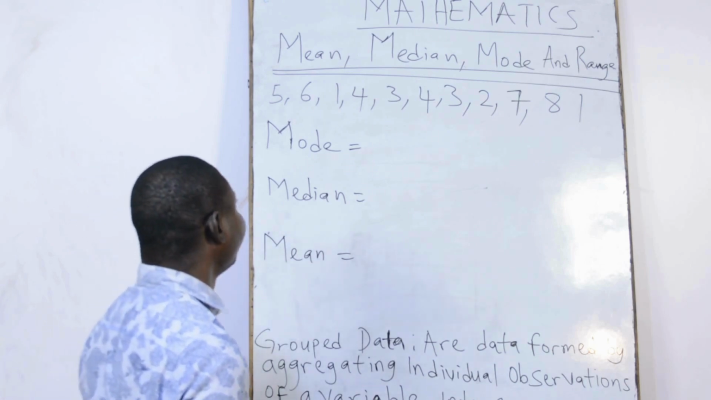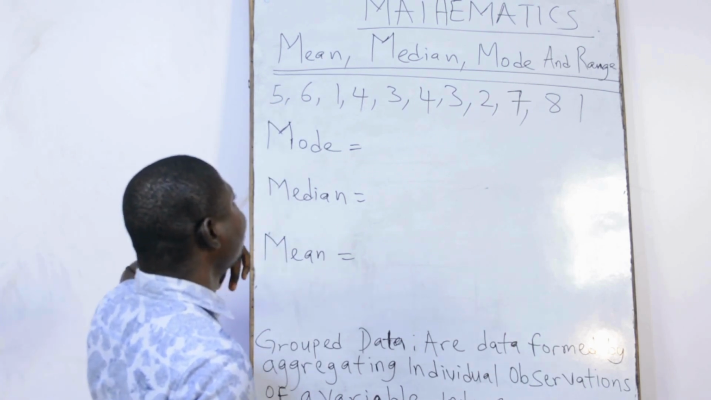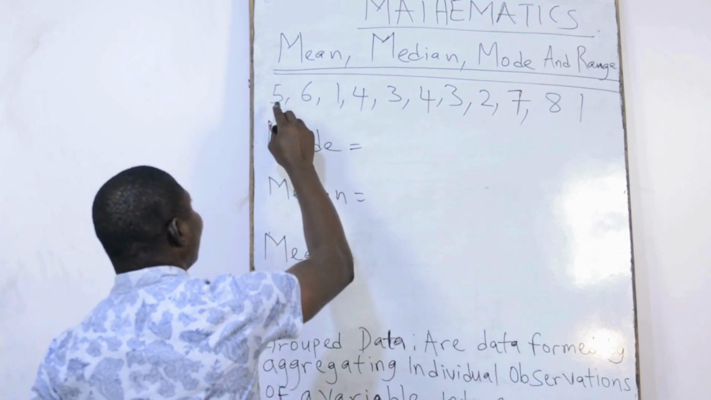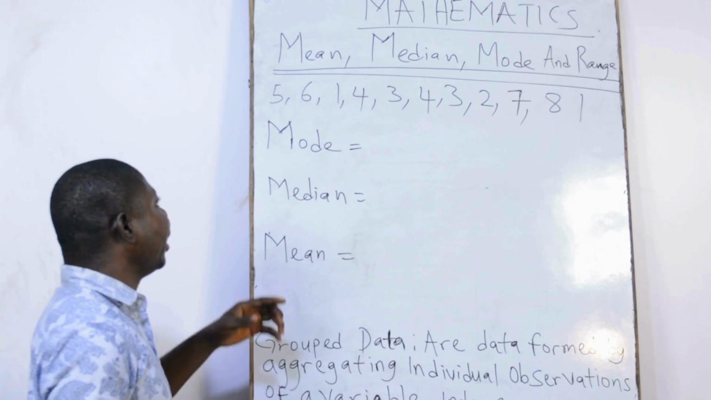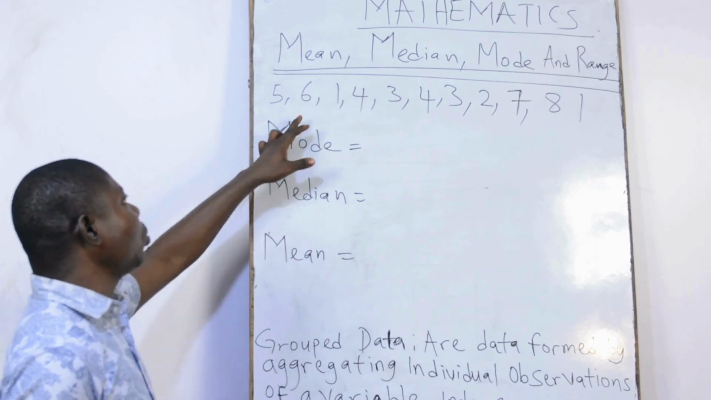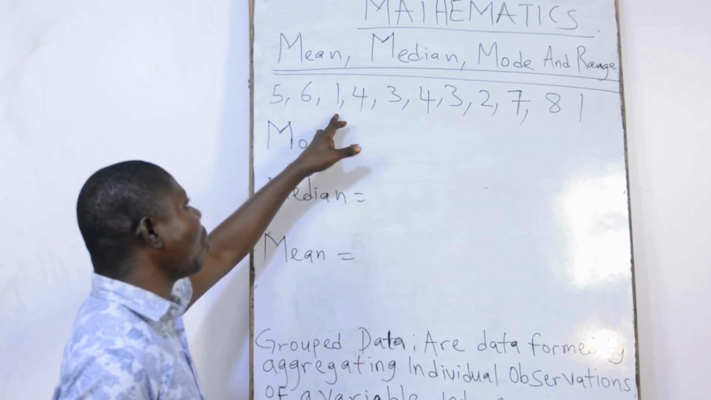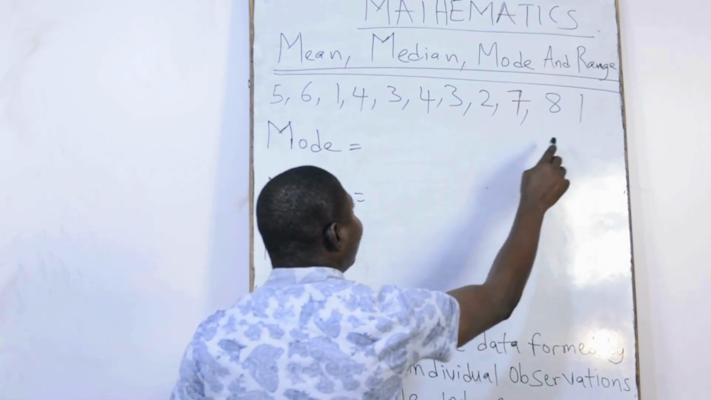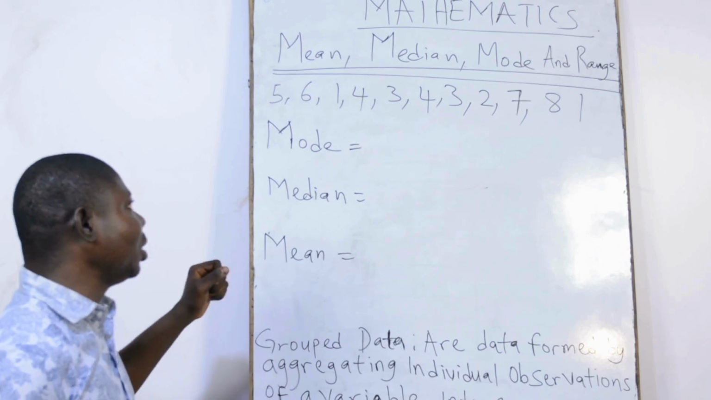Now to get mode, we check how many times 5 occurs in this question. So let's check. We have 1. Then how many times does 6 occur in this question? We have 1 also. How many times does 1 occur in this question? We have 1 and then we have 2. So 1 occurs twice in this question.